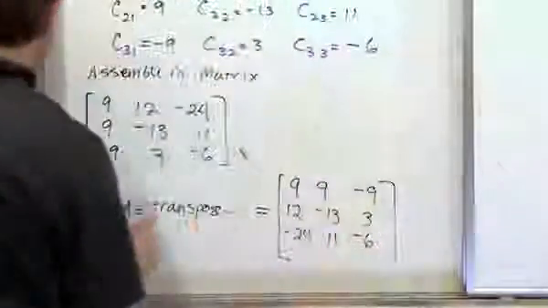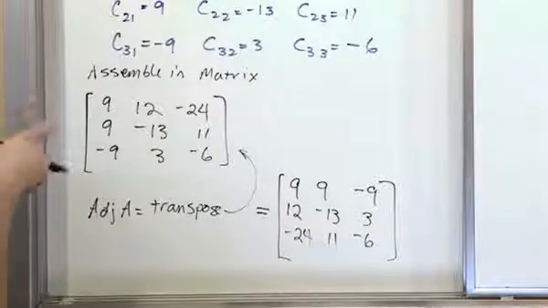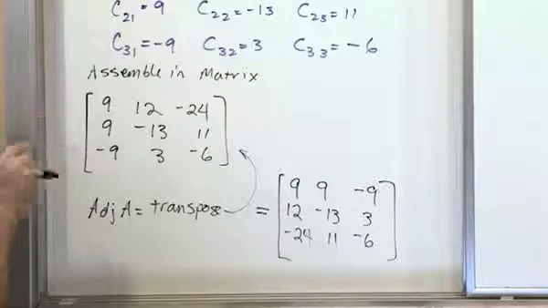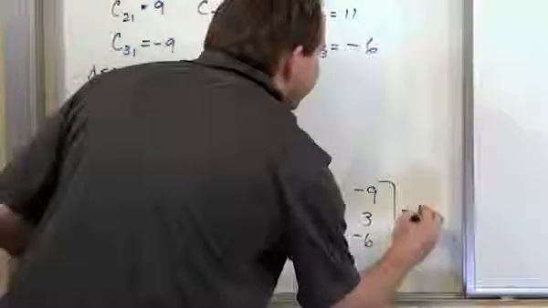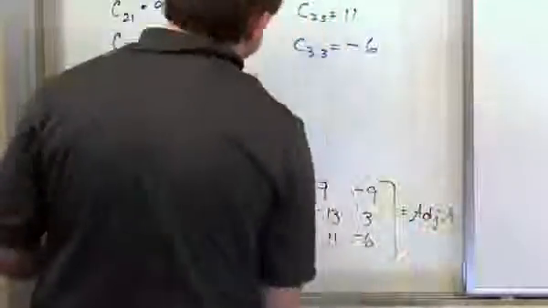Let me make sure this is right. So this is 9, 9, negative 9, 12, negative 13, 3, negative 24, 11, negative 6. This is called the adjoint of matrix A.